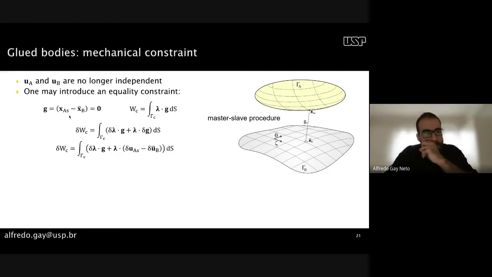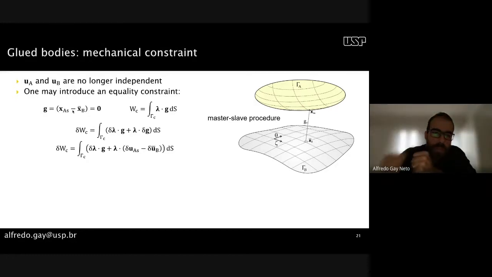Okay, so imagine that we define a vector quantity as this one. And now we start from the potential. Imagine that you have a potential. This is something that is quite usual. Probably you have heard about the Lagrange multiplier schemes used to prescribe some kind of constraint in general mechanical systems. So imagine that you have an integral over the entire contact surface. You have this vector field of Lagrange multipliers times this gap quantity, which I would like to say is always zero because we are talking about glued bodies here. So neighbor points should not have relative displacement between them. So this gap has to be zero. That's what we are going to impose here.